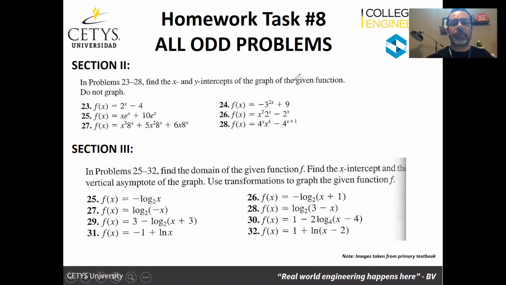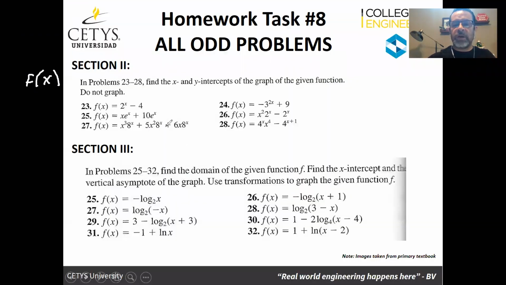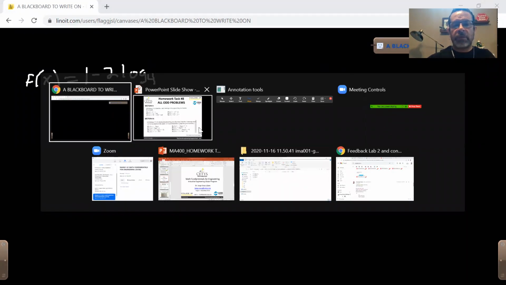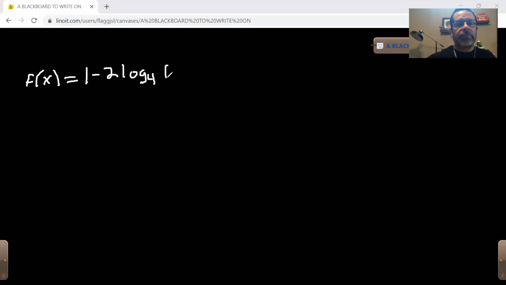Let's do 30. Okay, so for 30, we've got f of x equals 1 minus 2 logarithm base 4 of x minus 4. Okay, so let's do exactly the same thing we did before. First, the domain.